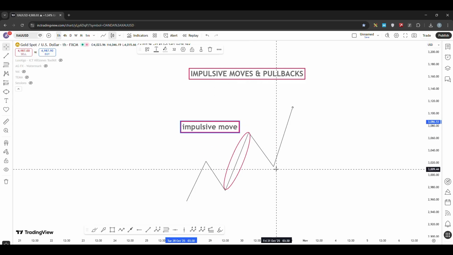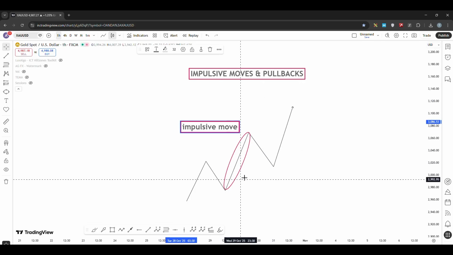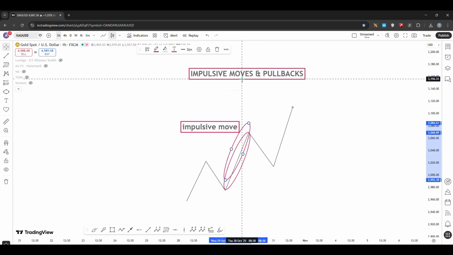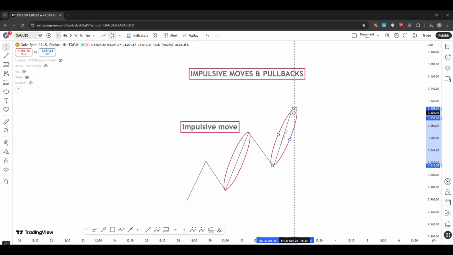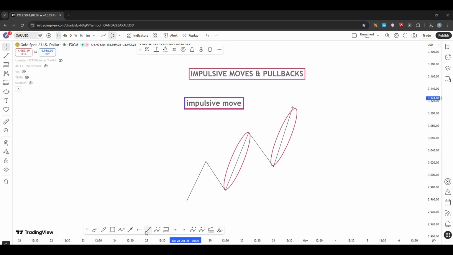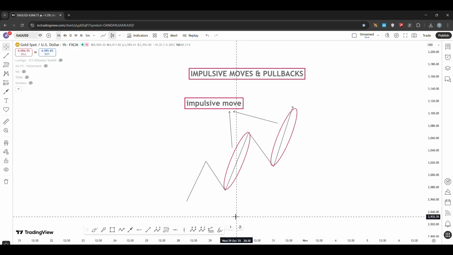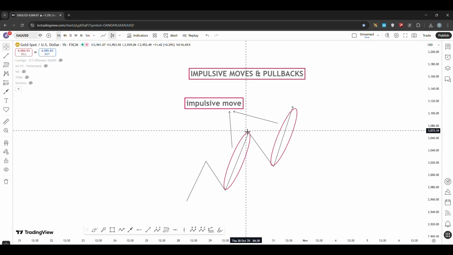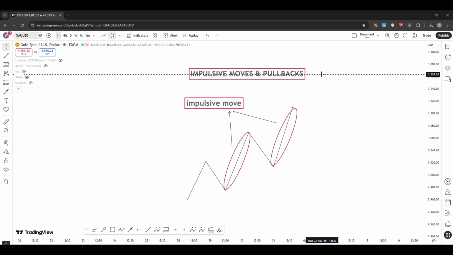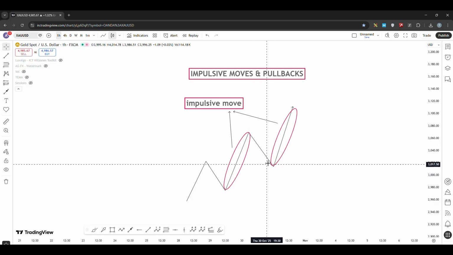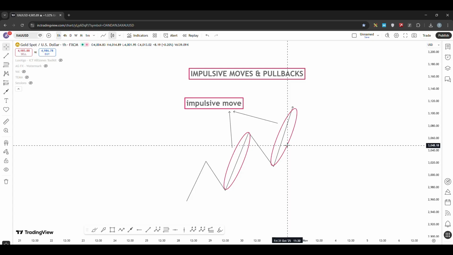Once again, when market creates another push to the upside, just like this one, this will become an impulsive move as well. So impulsive moves are the moves which take place towards the direction of the trend. And the moves that happen against the higher trend, which can also be called a counter trend movement, are called pullbacks.